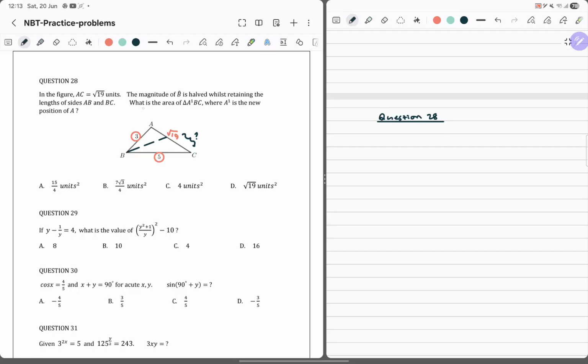Okay, now it says, what is the area of A prime BC? So obviously this would be the A prime, where A prime is the new position of A. So that should be that one. Okay. So we're basically focusing on this triangle.